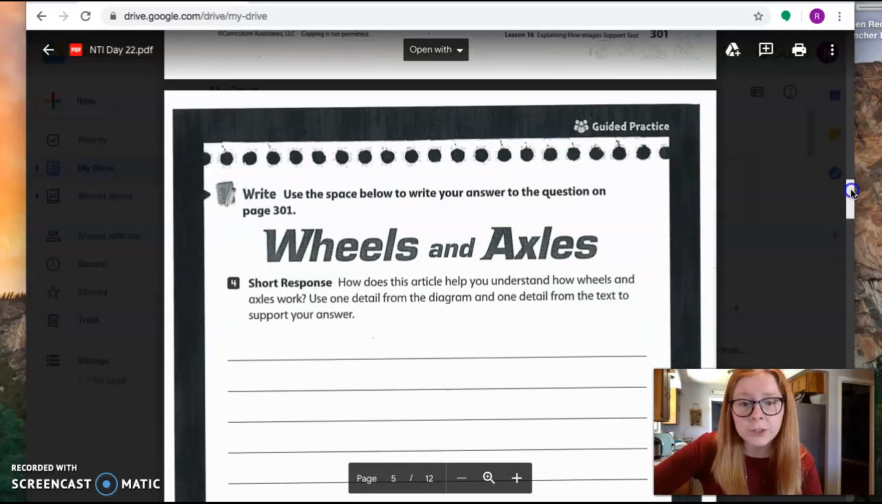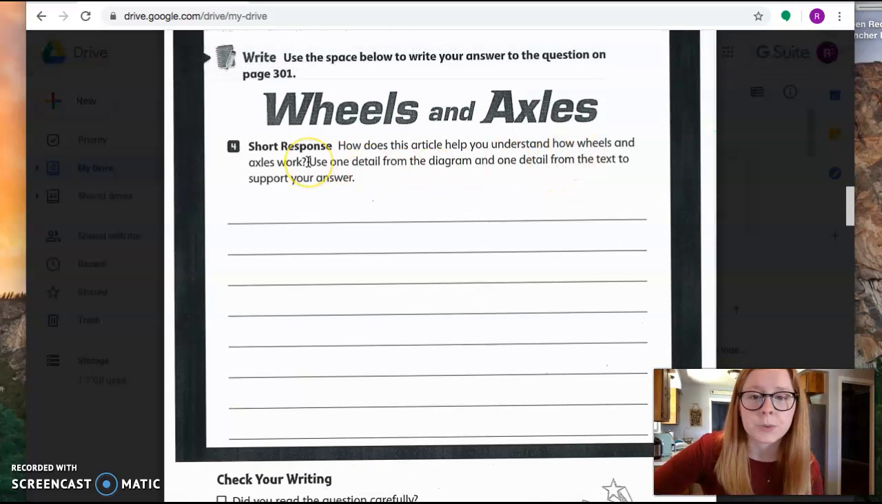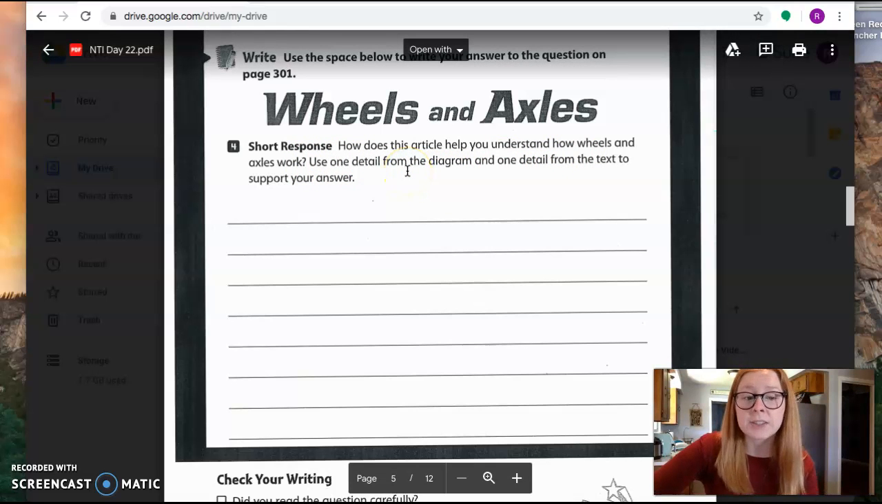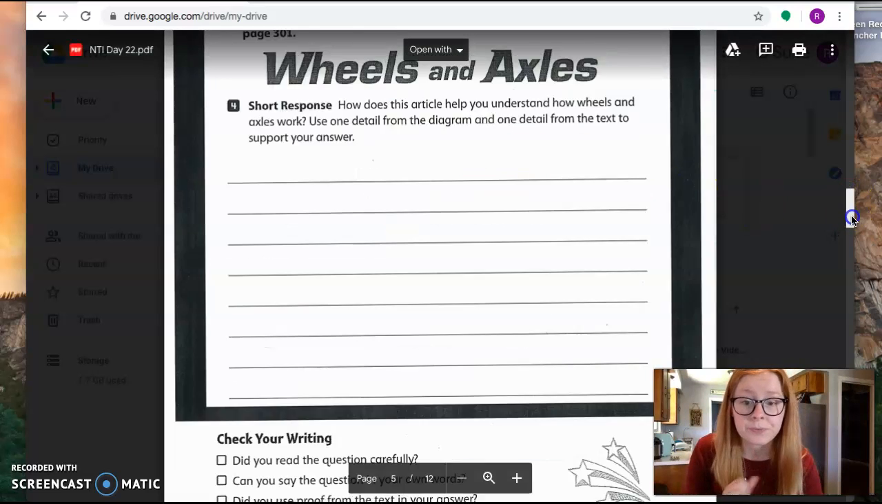When you get to the short answer question, it says, how does this article help you understand how wheels and axles work? Use one detail from the diagram and one detail from the text to support your answer. So you're going to pick out one sentence from the article that helps you understand how wheels and axles work, and you're going to tell me one thing that the picture shows you.